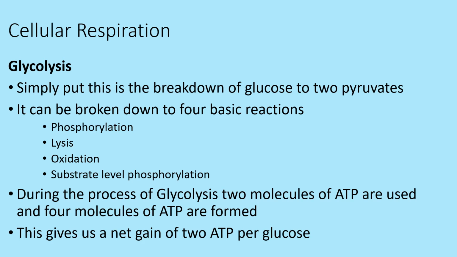During this process, there are a total of 4 molecules of ATP made per glucose, but there are also 2 molecules of ATP utilized during this reaction, and this will give us a net gain of 2 ATP per glucose molecule.